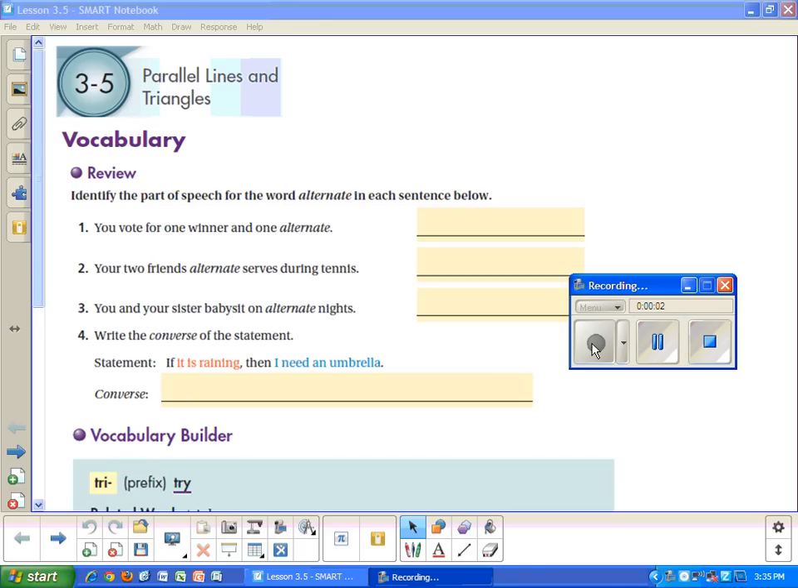Okay, this is lesson 3.5, parallel lines and triangles. The objectives are to use parallel lines to prove a theorem about triangles and to find measures of angles of triangles.